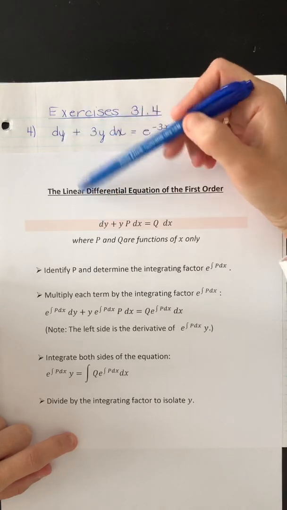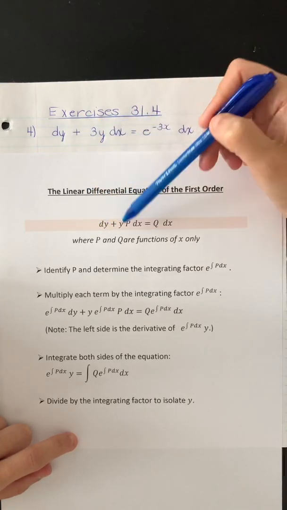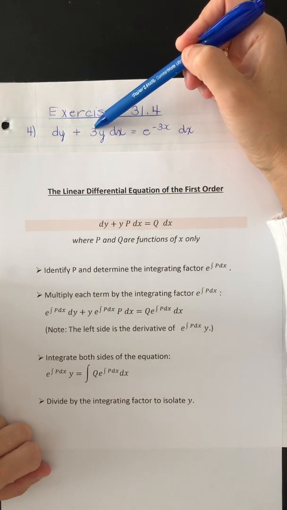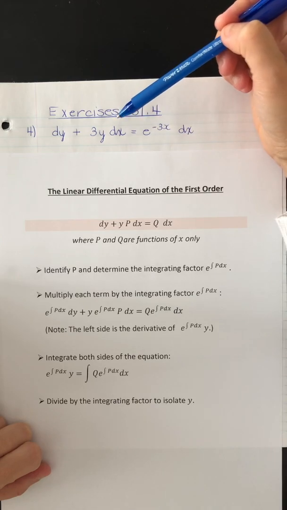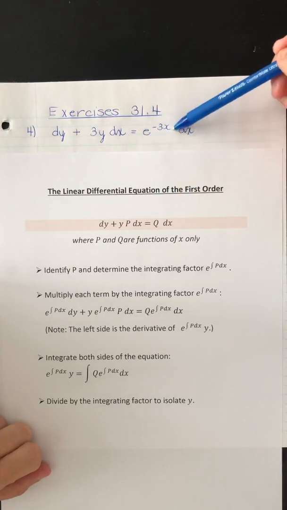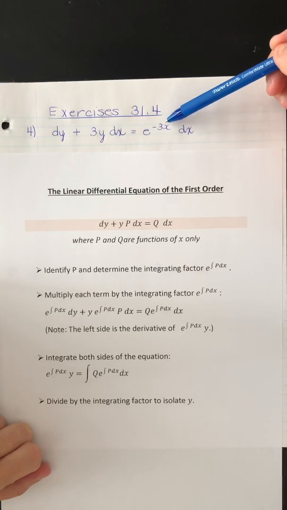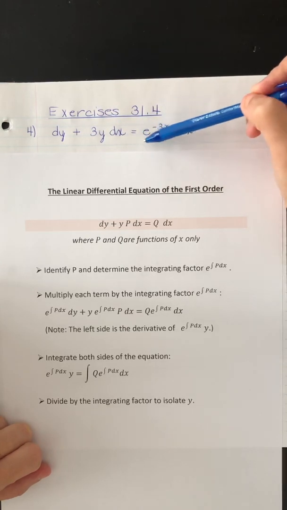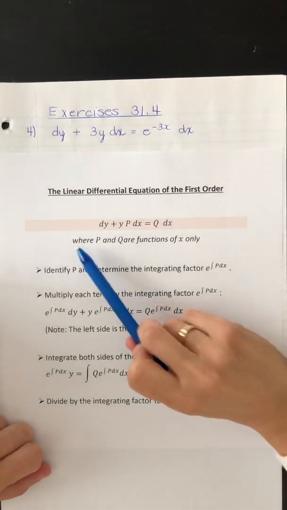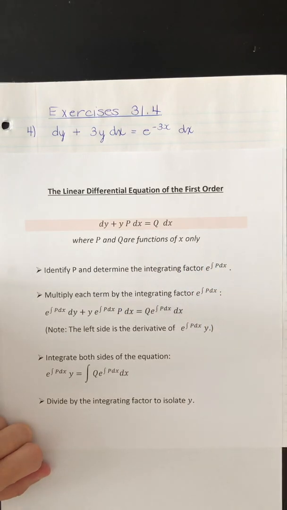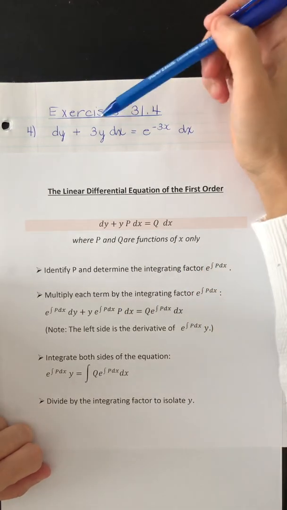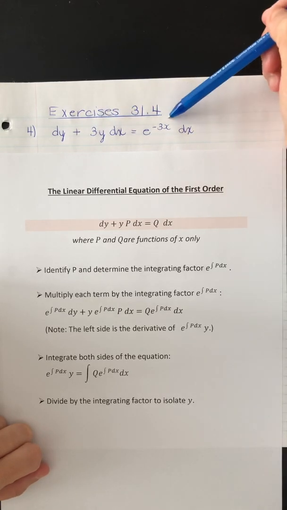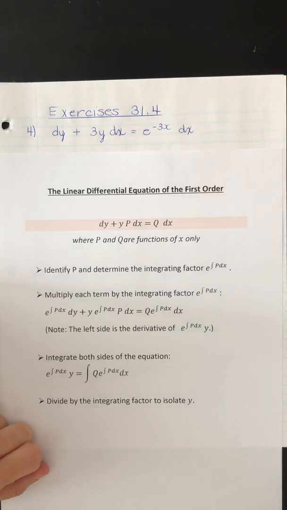So you can see that it compares very well. So the first term is identical. In the second term, we have y, and then we're supposed to have p dx. And so we have a 3 and a dx. Okay, the right side, this would be q. And of course, you'll note that p is 3, by the way, and q is e to the negative 3x. They are both functions of x only as required. So p is actually a constant, which can be considered a function of x. Q is also a function of x. Okay, so let's get started.